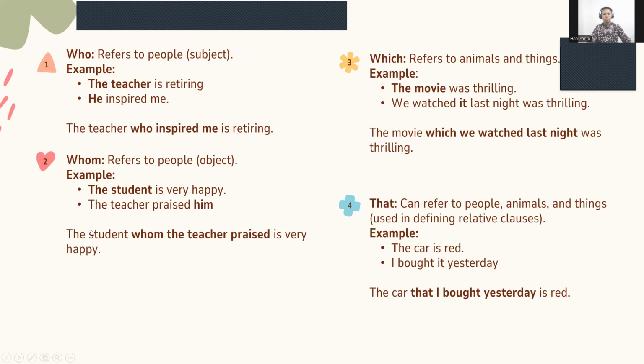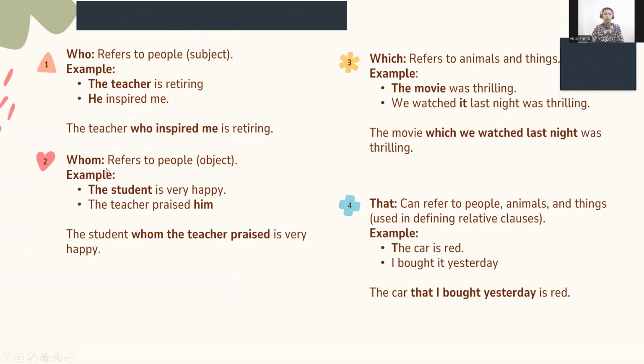The first is who. Who refers to people as a subject in a sentence. Example, the teacher is retiring, the first clause. He inspired me, second clause. And we are going to combine them into one sentence: the teacher who inspired me is retiring. Who inspired me is an adjective clause. Who here changed the position of he as a subject.